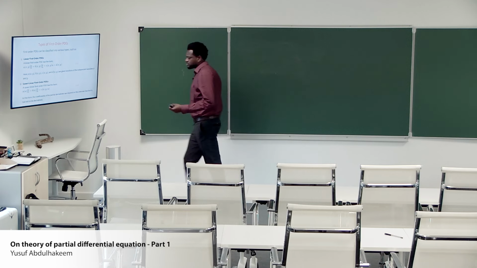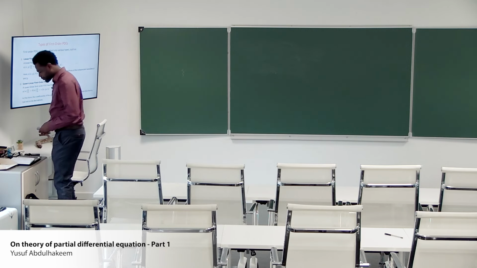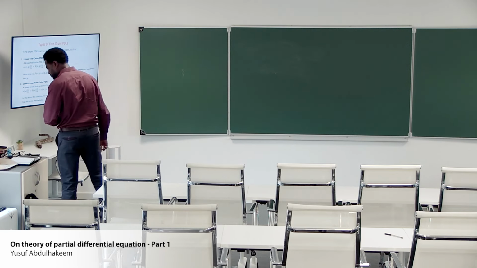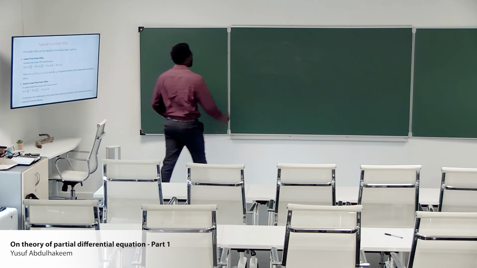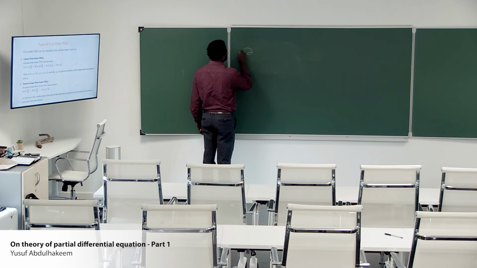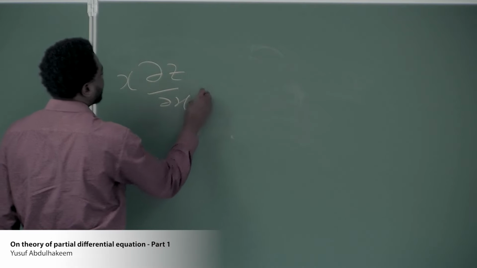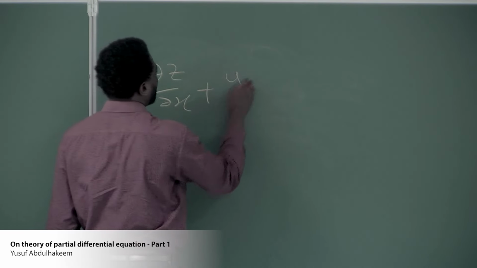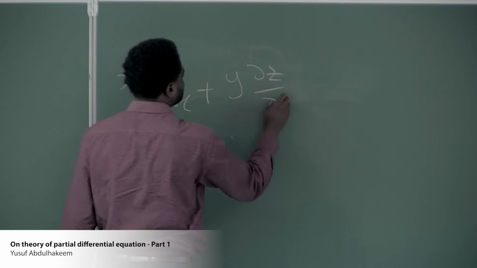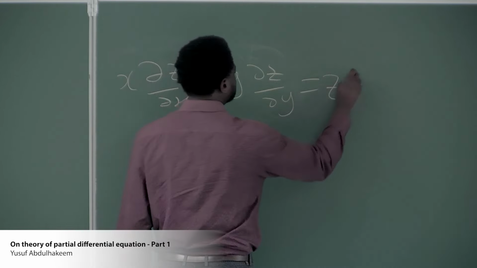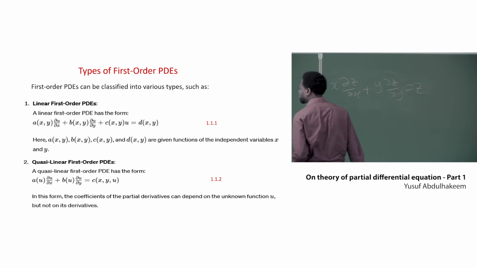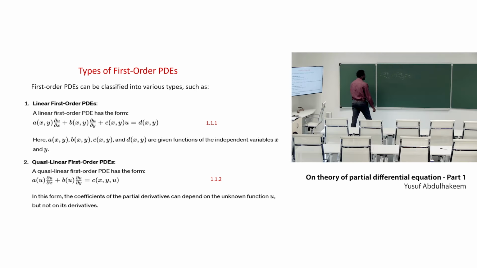And then we have several others. We can also look at something like this. Let's say we have x ∂z/∂x plus maybe y ∂z/∂y equal to v. If you look at it very well, by the time you compare it to 1.1, you see that the d here also depends on this unknown function. So this differential equation is an example of a quasi-linear differential equation.